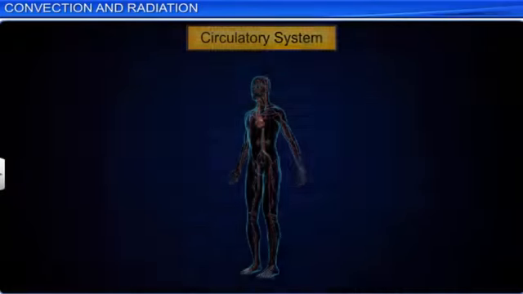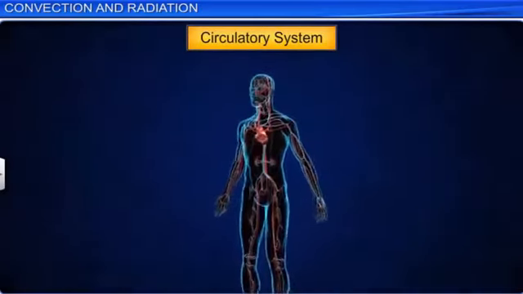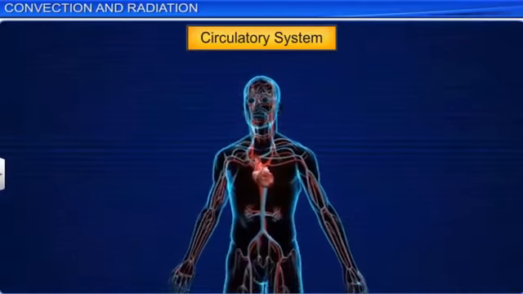The human circulatory system is another example of forced convection. Blood is forced through the circulatory system by the heart to maintain the required uniform temperature throughout the body.